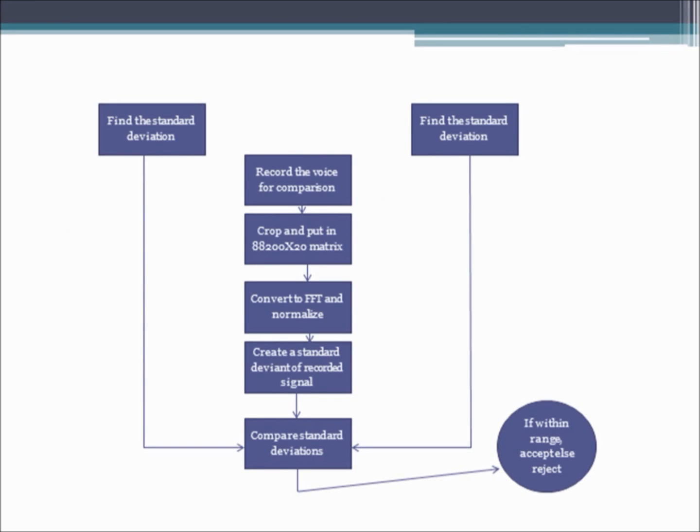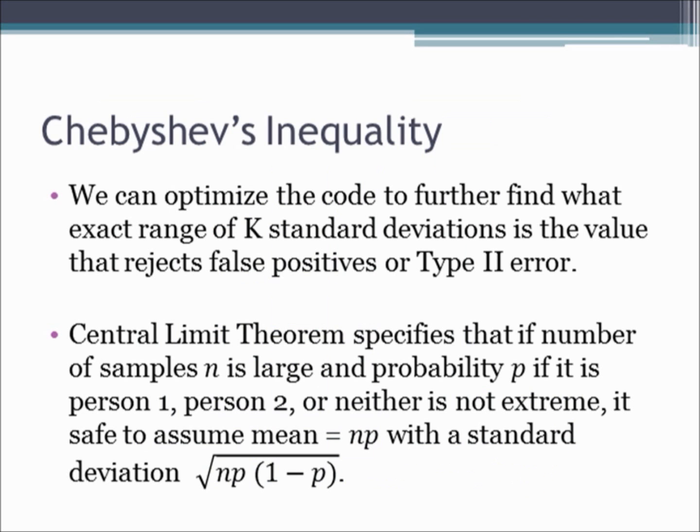Once the standard deviation is found, the project script asks the user to record their voice for comparison. This is cropped and placed into an 88,200 by 20 matrix, converted into the FFT and normalized. We then calculate the average and the standard deviation. If the standard deviation of the second recording falls within the acceptable range of person 1 or person 2's standard deviation, the script will then output who is speaking. If it does not, the script will output that neither of the previously recorded persons are speaking. A graph of the voice recording frequency spectra is also displayed.